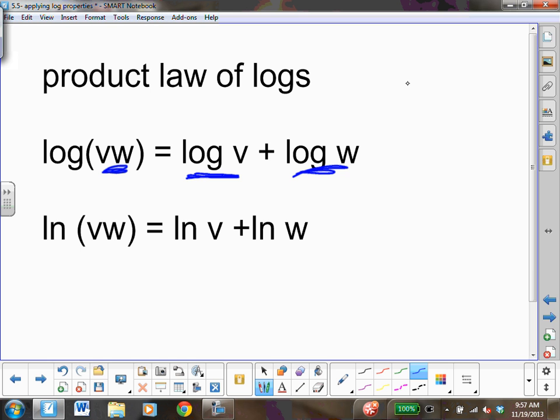So if I were to go through with the log base 10 of v times w equals some power, I have to think to myself, 10 to what power has to give me v times w. Remember, whenever I multiply numbers with like bases, I add the powers. So whatever I do here, I'm going to be adding the powers together. And that's where this adding comes from.